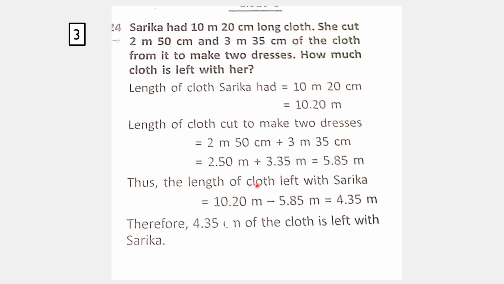So the total length left with Sarika will be this number minus this number. So 10.20 meters minus 5.85 meters. On subtracting this, you get 4.35 meters. Therefore, 4.35 meter of cloth is left with Sarika.